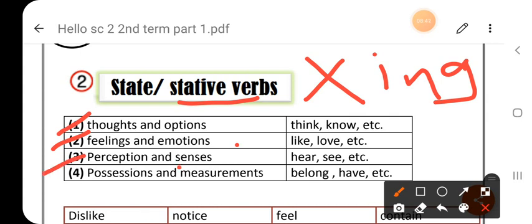What else? If you're talking about perception and senses, verbs of senses, in Arabic of course, hawas, right? Like hear, see, smell, taste, and touch. Yes, we can't put them in ing forms. And the last part is number 4, positions and measurements. If you're talking about positions, what you own, and measurements, what you can measure, like belong, like have, we can't use ing.